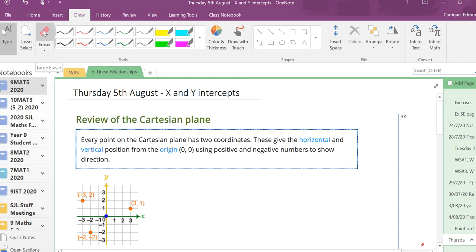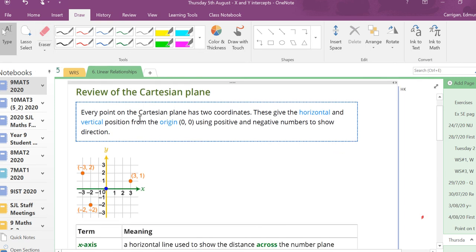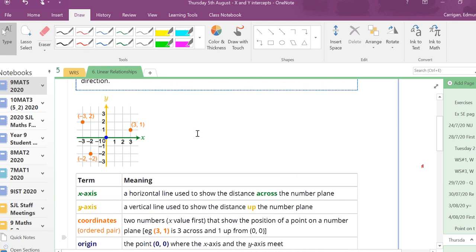Good morning. Today we're going to have a look at the x and y intercepts. So we quickly first look at the review of the Cartesian plane. Every point on the Cartesian plane has two coordinates. These are the x and y. They give the horizontal and vertical position from the origin (0, 0) using positive and negative numbers.